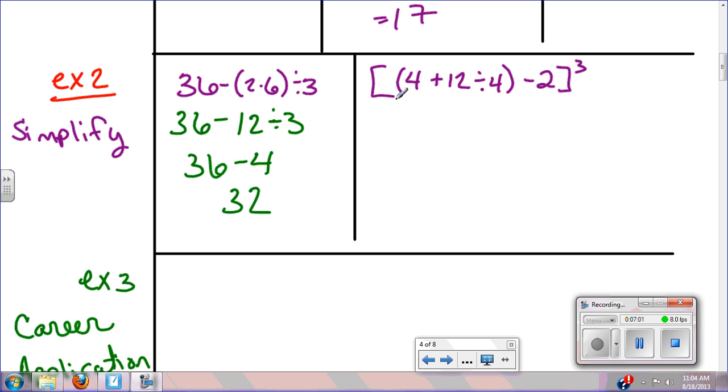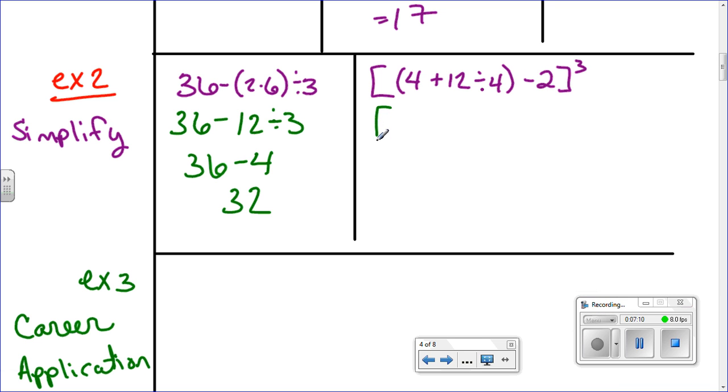So do we have any parentheses of any sort? Yes, we do. So we go inside the bracket. Do we have any parentheses? Yes, we have more parentheses. So that's what I'm going to deal with first. My bracket stays out here. And I go inside and I say, do I have any exponents? No. Do I have any multiplication or division? Yes, I do. So that's what I do first.